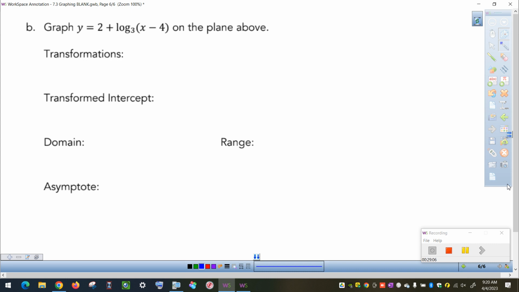So the first thing we're going to list out here are the transformations. That means how is it changing? Is it moving up, down, left, or right? So when we take a look at each part here, let's just look at the 2 that's being added in the front. This is the same as adding 2 on the end. It actually doesn't matter if it's added on the very front or if it's added on the end. Normally, what happens when we add something onto the end of a function, what direction does it go? Up, down, left, or right? Tell your table, what direction is it going to go if we add 2?